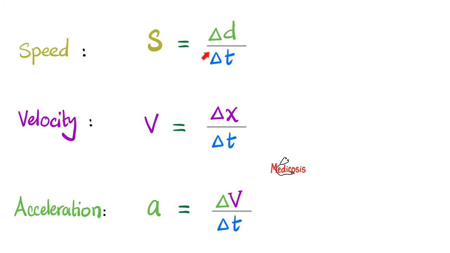Speed is the rate of change of distance. Velocity is the rate of change of displacement. Acceleration is the rate of change of velocity. Speed is delta D, distance, over delta T, time. Velocity is delta X, displacement, over delta T, time. Acceleration is delta V, velocity, over delta T, time.